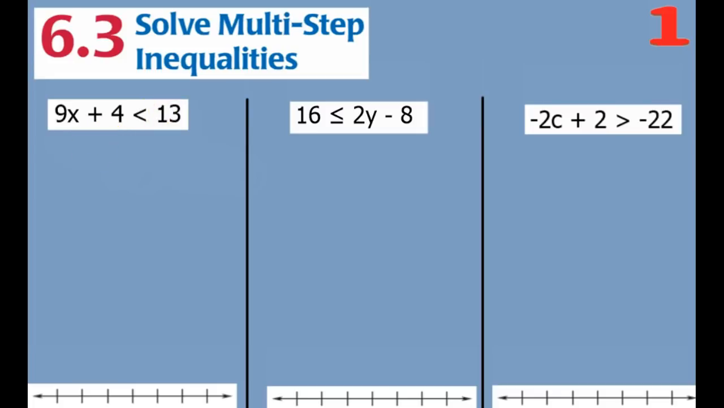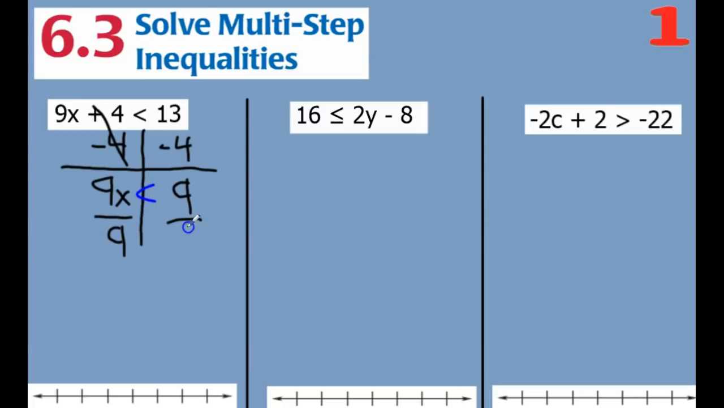We need to get rid of our 4. So we do the opposite of plus, which is minus. Subtract 4 from both sides. What we get is 9x. The sign stays the same, so less than 13 minus 4, which is 9. To get x by itself, we have to divide by 9, and divide by 9 over here. So our answer is x is less than 9 divided by 9, which is 1.